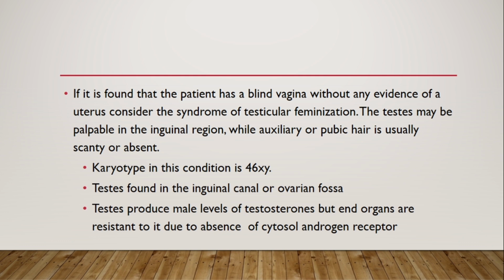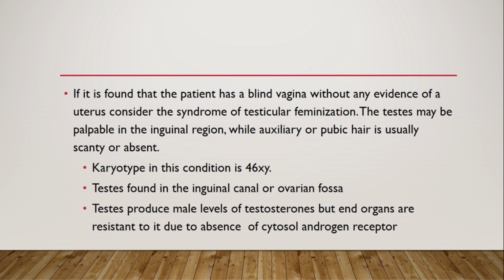If the patient has a blind vagina without any evidence of a uterus, consider the syndrome of testicular feminization. The testes may be palpated in the inguinal region or in the femoral area, while axillary or pubic hair is usually scanty or absent. The karyotype will give this diagnosis, and it will show 46XY.